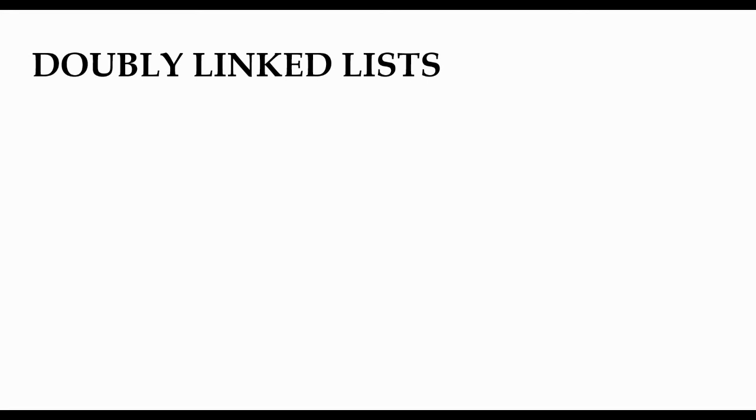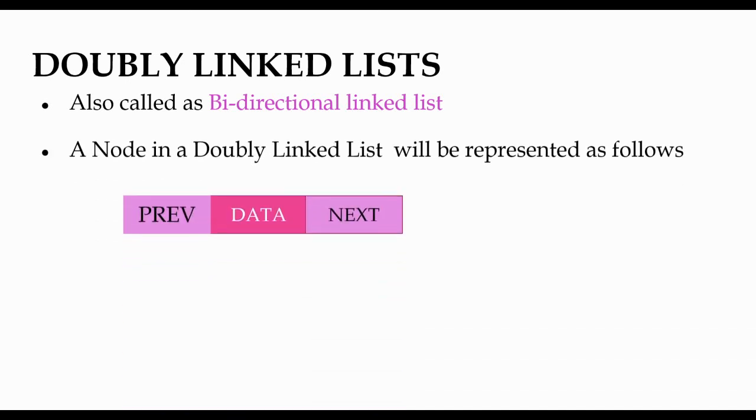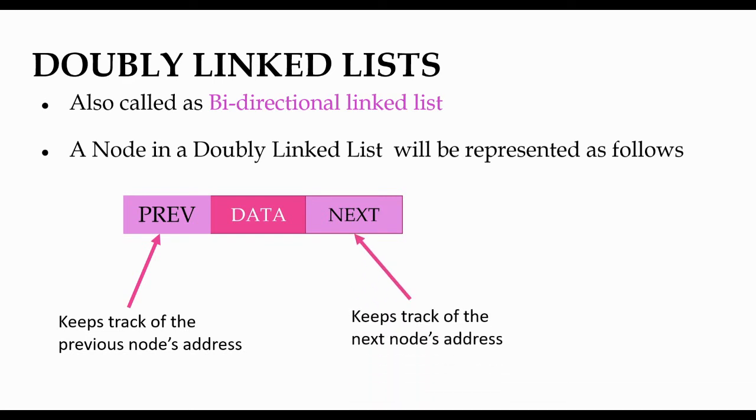To overcome all the drawbacks of singly linked list, we are moving on to the concept called doubly linked list. As the name suggests, it is a bidirectional linked list, and each node of a doubly linked list will be represented as follows. Every node will have three parts: the data, previous, and the next. Previous and next are pointer variables. Previous keeps track of the previous node's address, and next is a pointer variable that keeps track of the next node's address.